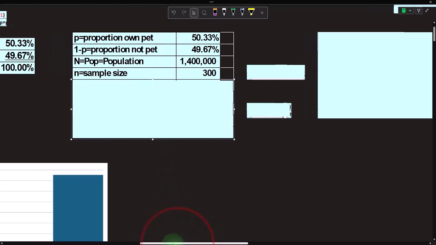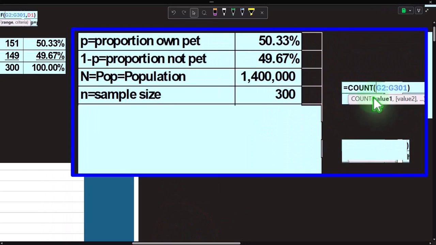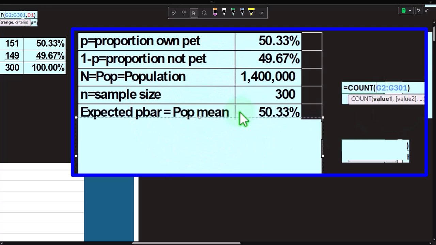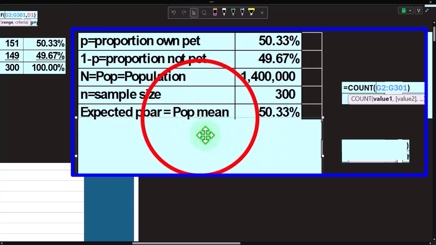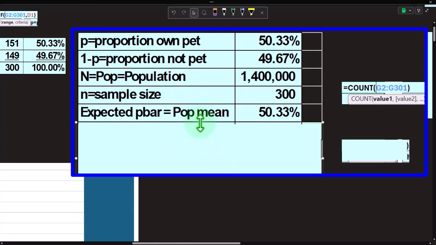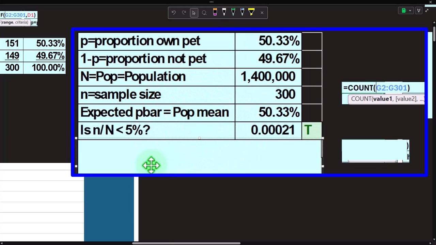The sample size we calculated by just counting the numbers, and that was 300. So we pulled a sample of 300 out of 1,400,000. The expected P bar, which is basically similar to the X bar if it wasn't a binomial situation, in other words our expected mean or average, is still that 50.33. And then we can do our test here, which is little n divided by big N, the sample size of 300 divided by 1,400,000. Why are we doing that?